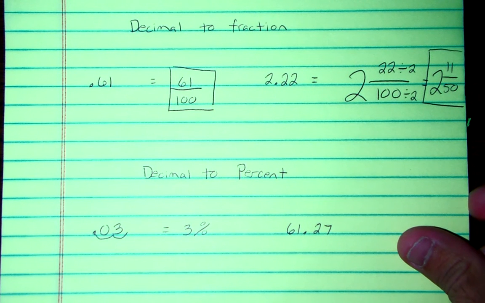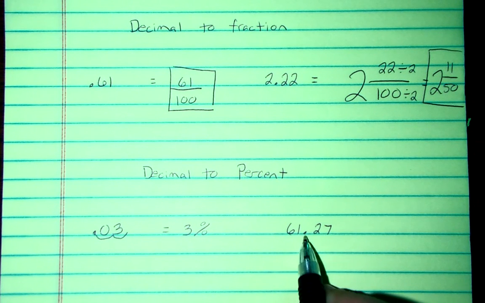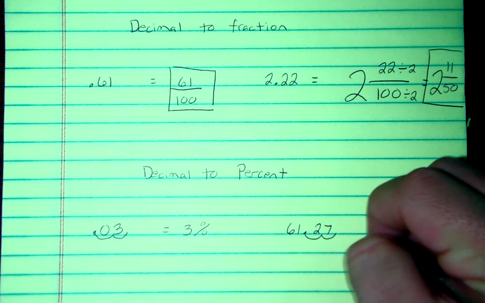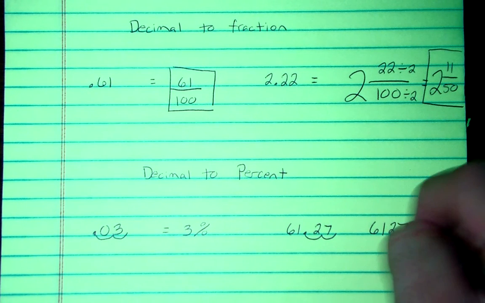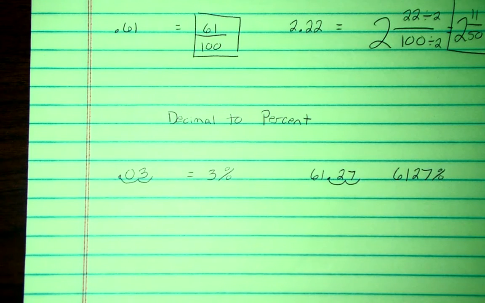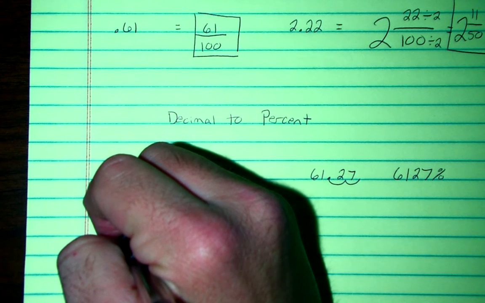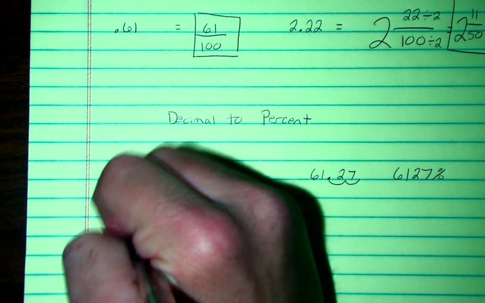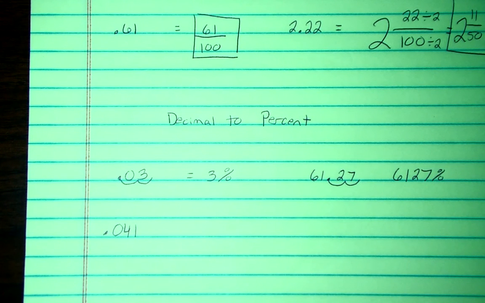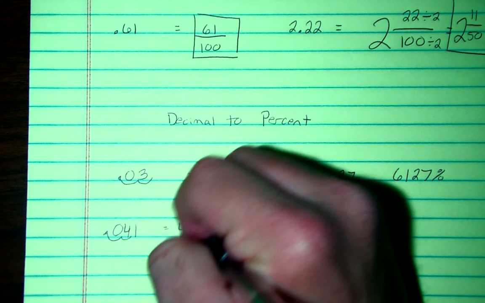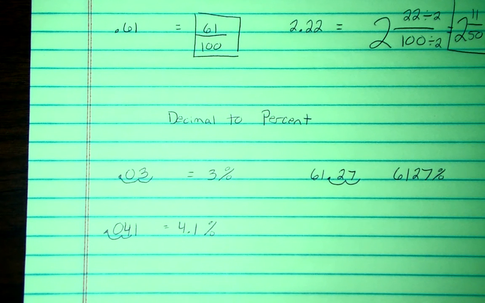61.27. I want to convert that to a percent. Again, take your decimal, move it 2 places to the right. So now that is 6,127%. Now what happens if you have this? Ooh, a little bit trickier, not really, because all you do is take your decimal, move it 2 places to the right. So that would be 4.1%. You're done.